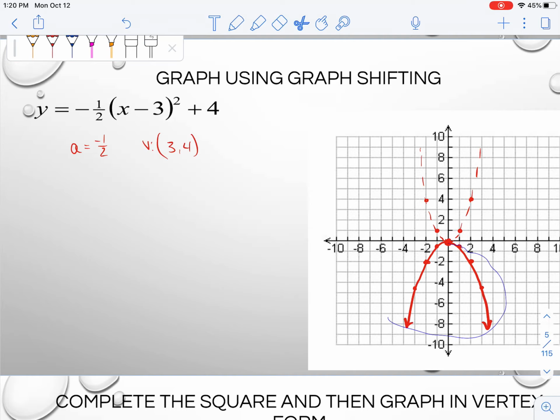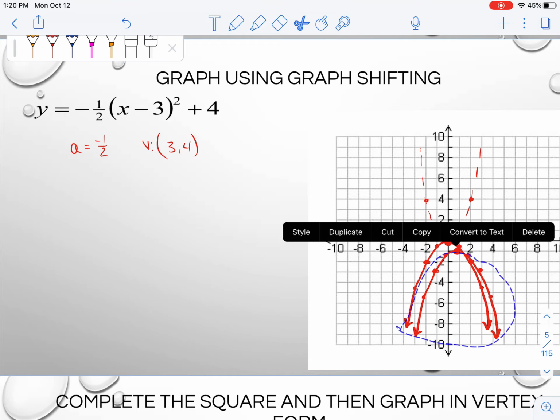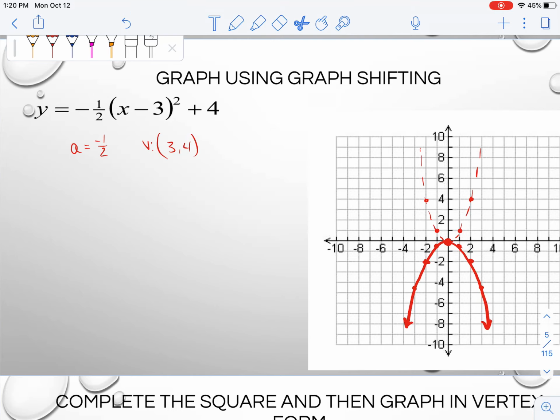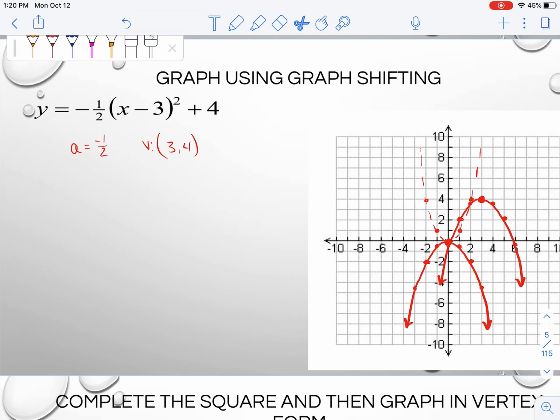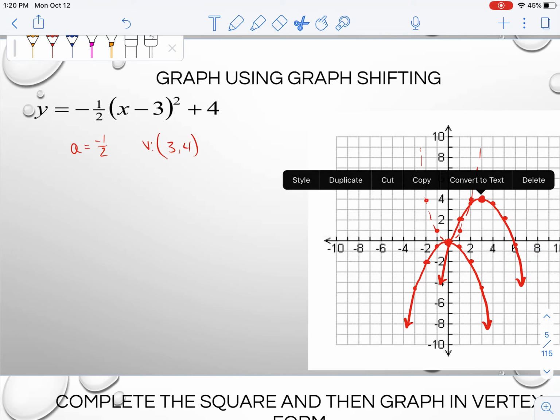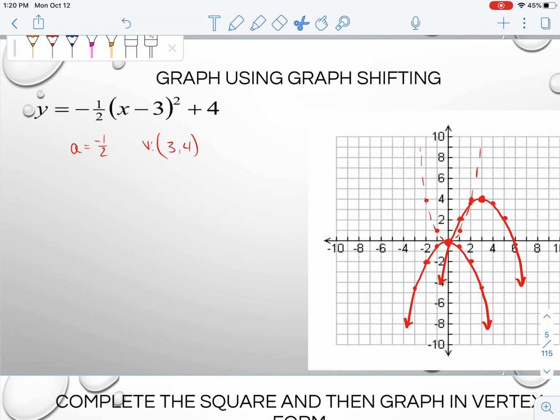So if I were to grab this whole thing and make a duplicate of it, I'm going to take this graph and move it 3 units to the right and then up 4. Right, so if I were to take all those points individually and move them 3 units to the right and up 4, this is the graph that I would get for that final equation right here. Right?